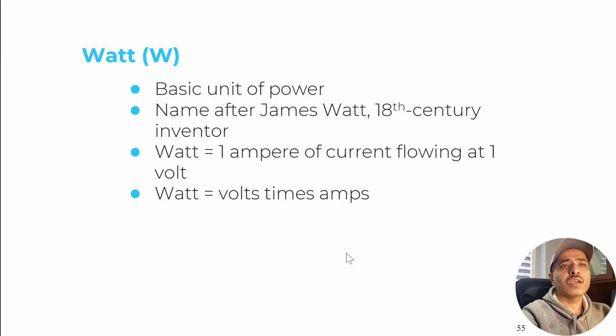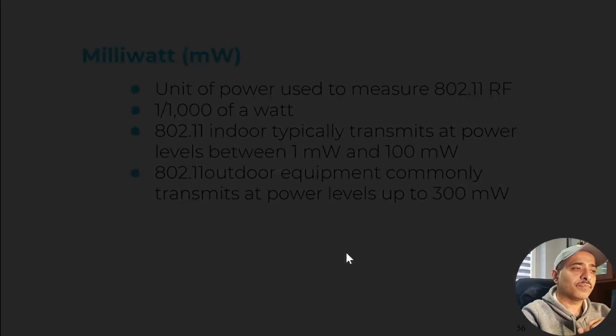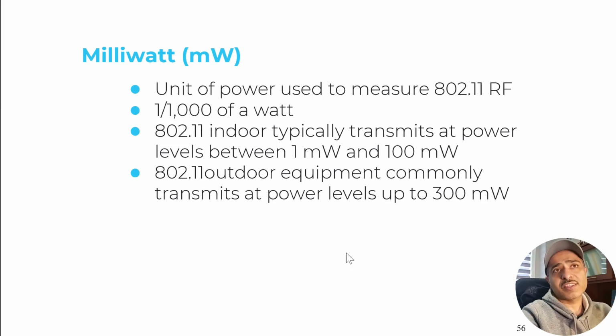Watt, as I mentioned, is just the basic unit of power. It's part of the slides, in case anybody is following along from a learning perspective. Milliwatt is what we use because the levels in Wi-Fi are typically very low, between 1 milliwatt and 100 milliwatt. Outdoor can sometimes go a little higher, depending on the regulation set by the FCC. Milliwatt is one 1,000th of a watt.